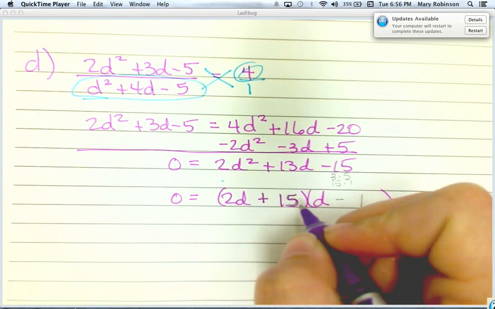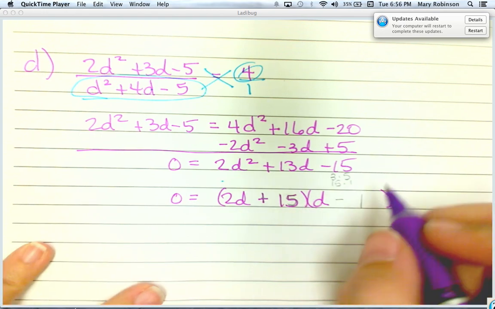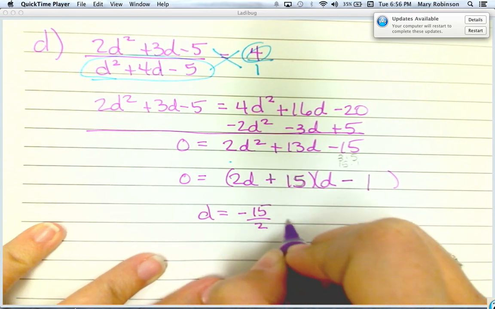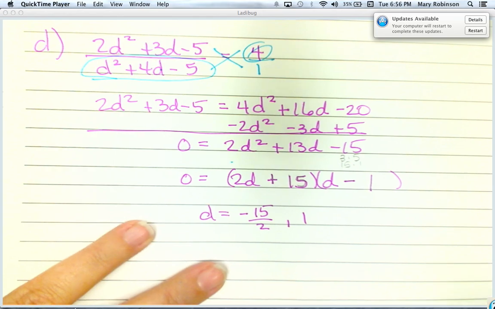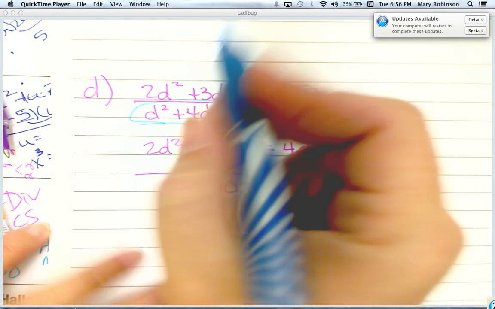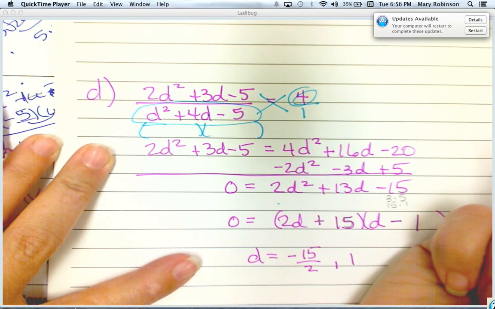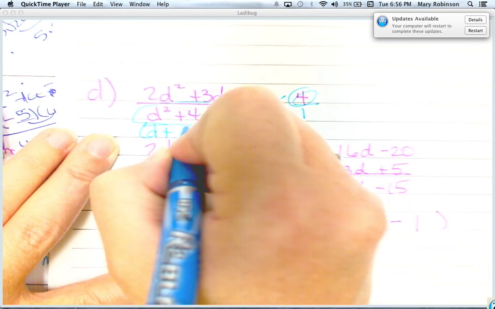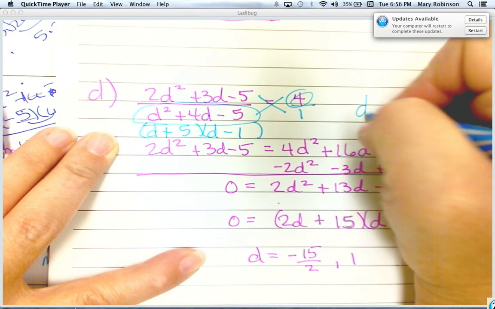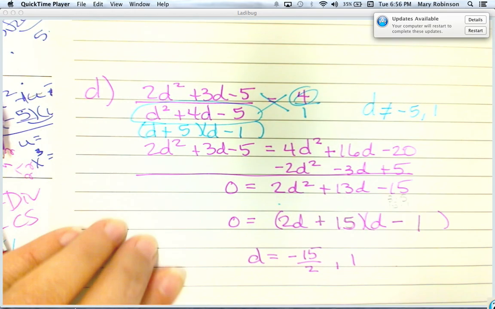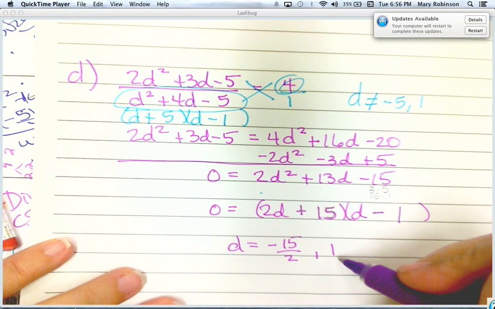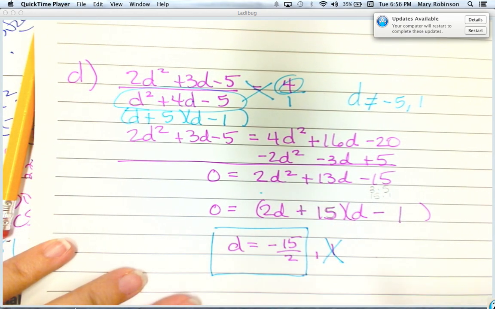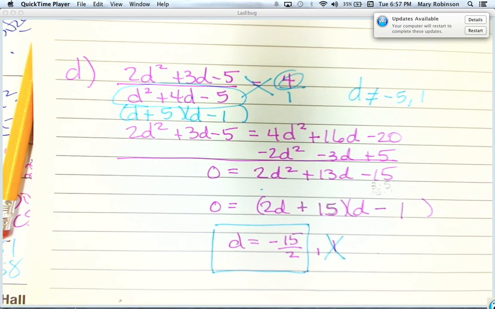So now that these are correct, I can solve and say that d equals negative 15 over 2 and positive 1. However, we need to think back to extraneous values. If I factor this denominator, which is what we always look at to determine extraneous values, we would get a positive 5 and a minus 1. So that means that d cannot equal negative 5 or 1 for this problem. Well, if you look, that means that 1 is excluded, so we can't keep that as an answer. We have to throw that out and only keep negative 15 halves. All right, good luck on your test, guys.